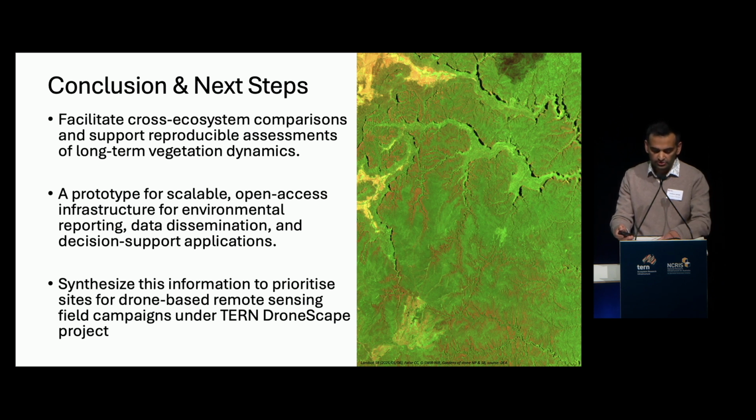Those information products could also be synthesized in different ways that could lead to better field planning, such as where we go, or which site to focus on to monitor and map, and so on.